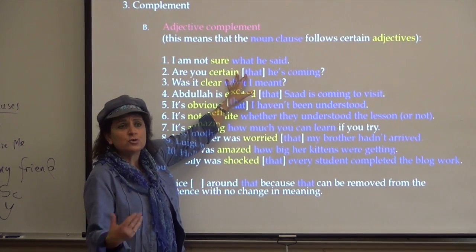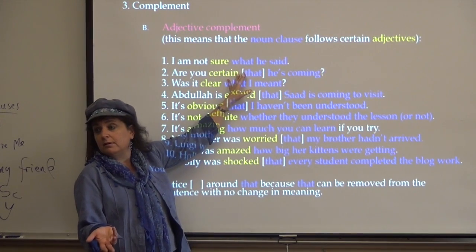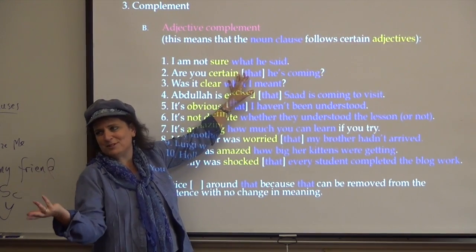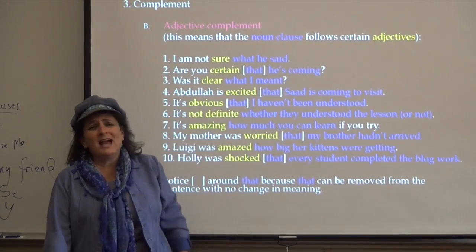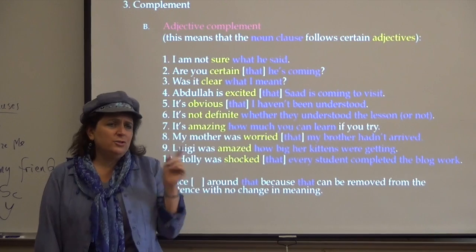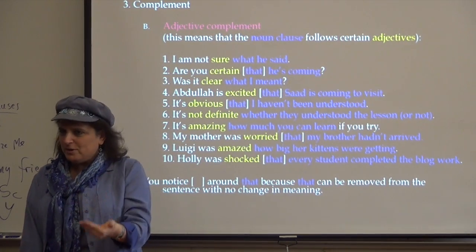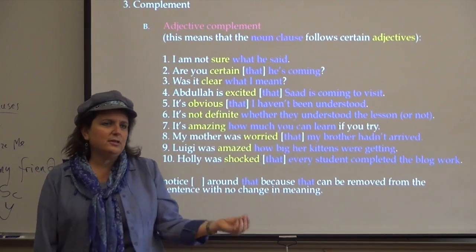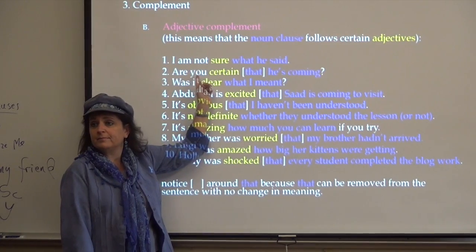I can also say I'm not sure about what he said, but I don't have to say about. If I say about, then it's a preposition. If I don't say about, it's an adjective complement. I'm not going to ask you which one it is, because you are not going to be grammar teachers, right? I'm not training you to be grammar teachers. I'm trying to teach you how to use the language. But you need to know that this is okay. You can do this, that this is correct.